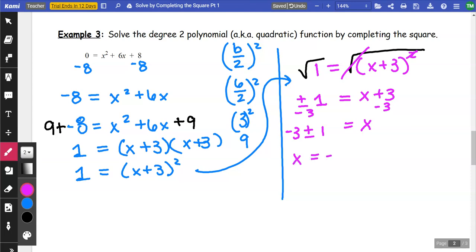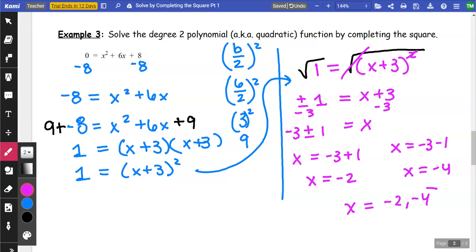So x is equal to negative 3 plus 1, x is equal to negative 3 minus 1. x is equal to negative 2, x is equal to negative 4. So my final answers are x equals negative 2 and negative 4. And that is your introduction to solving by completing the square.